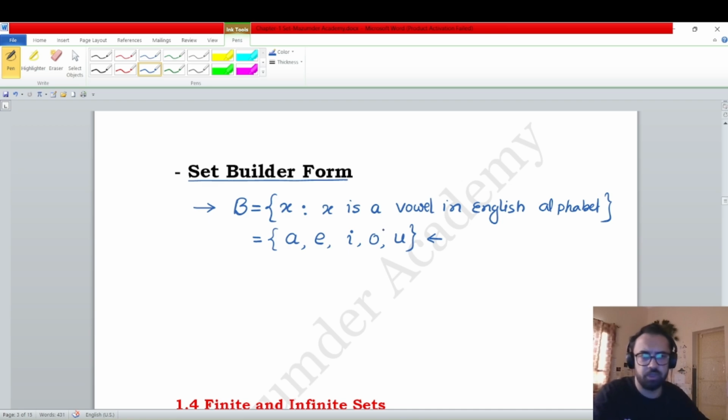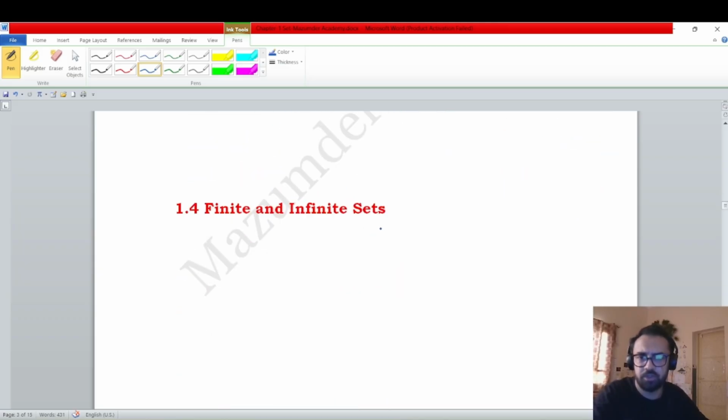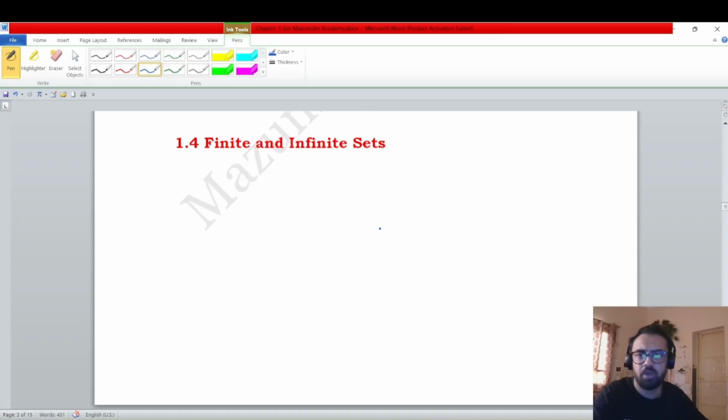We will see it in our exercise questions. Let us finish the theoretical concept first. Our next concept is finite and infinite sets. You can see in the name itself, finite means the number of elements will be fixed and finite. It's not continuously going on. And infinite means there is no end, no end of the elements.